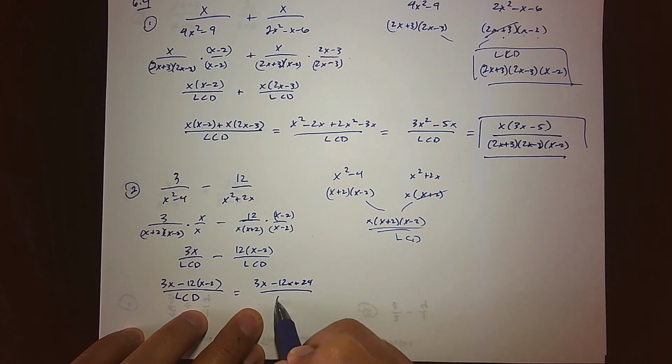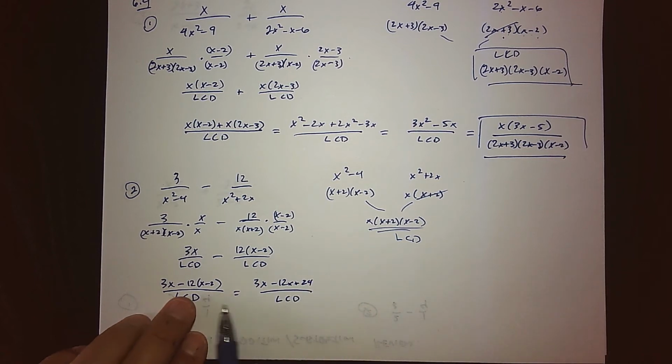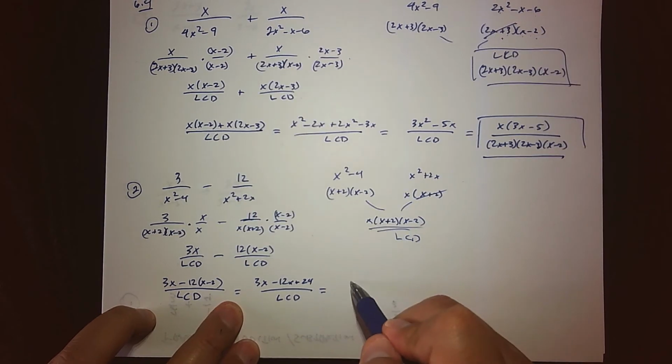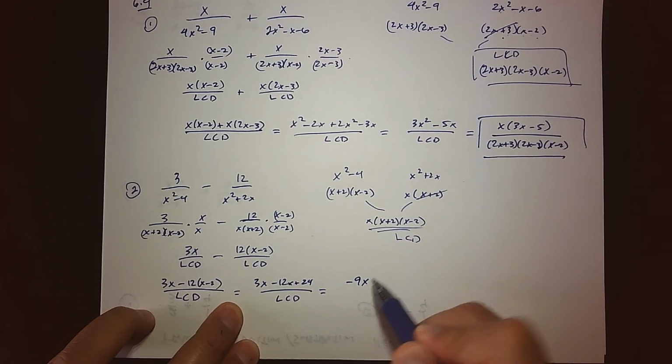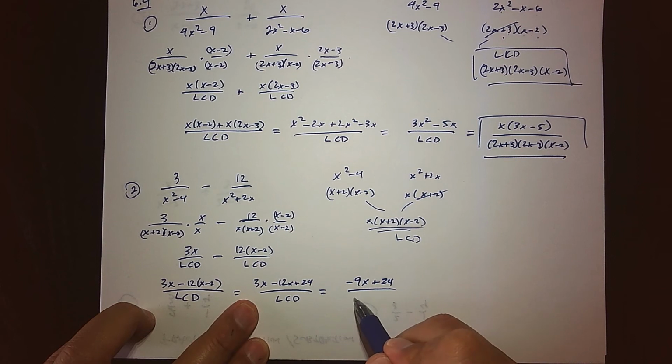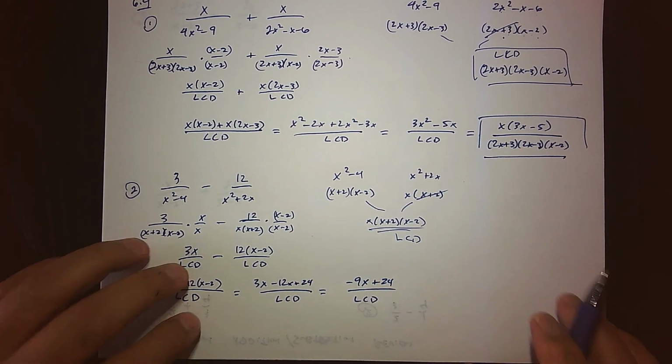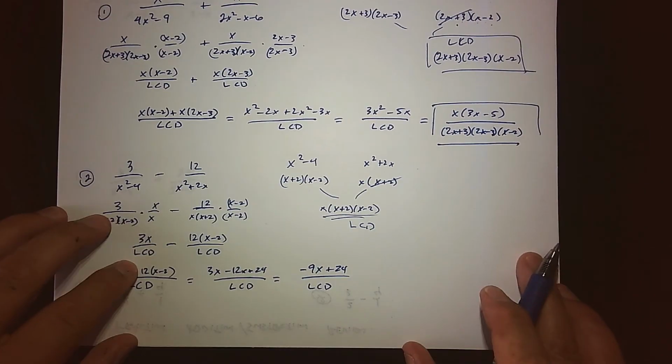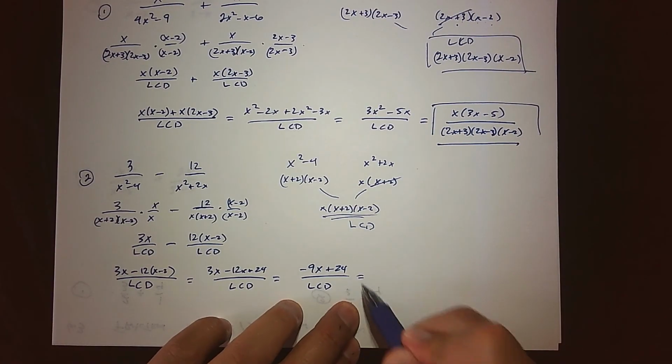Let me make sure I did that distribution right. So we got 3x, that's a negative 12x, negative 12, yeah, plus, and then combine like terms, we get a negative 9x, right, plus 24 all over our LCD at the moment. All right, so there's the subtraction. Now what I need to do is make sure that it's in lowest terms.